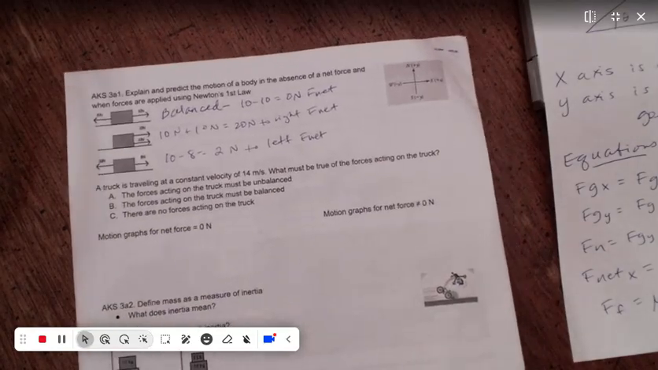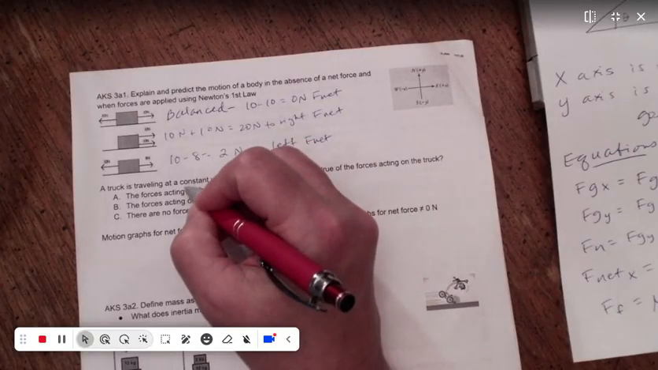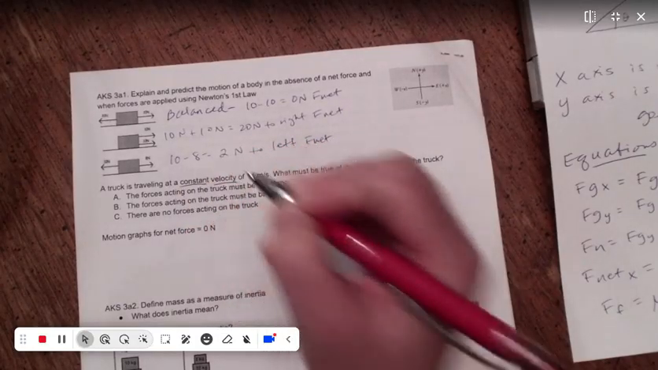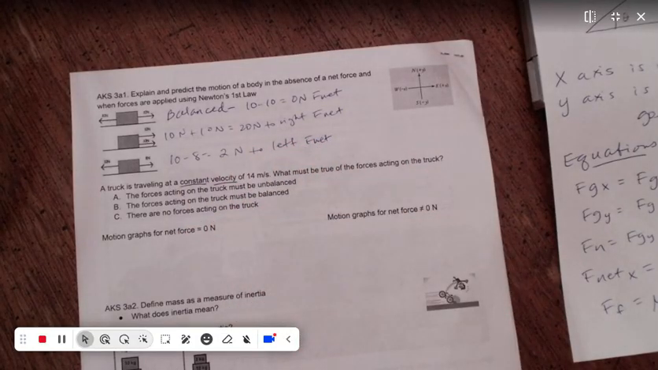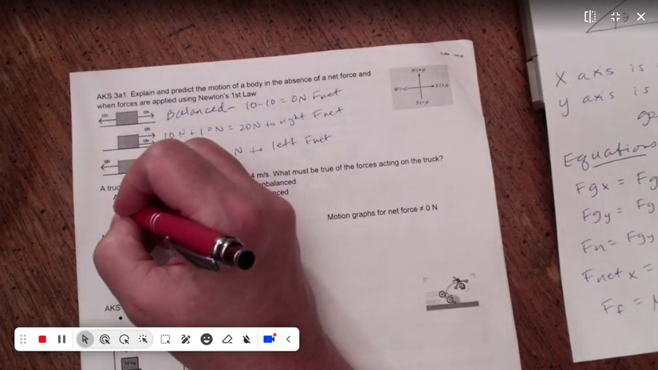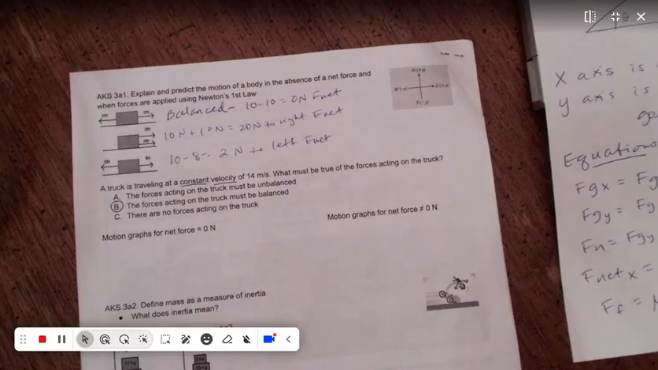Okay, truck is traveling at a constant velocity. We talked about that today. What must be true of the forces acting on the truck? They are balanced. These are balanced forces. Are there forces acting on the truck? Yes, but they are all balancing each other out. So there's no net force value because the truck is not accelerating.